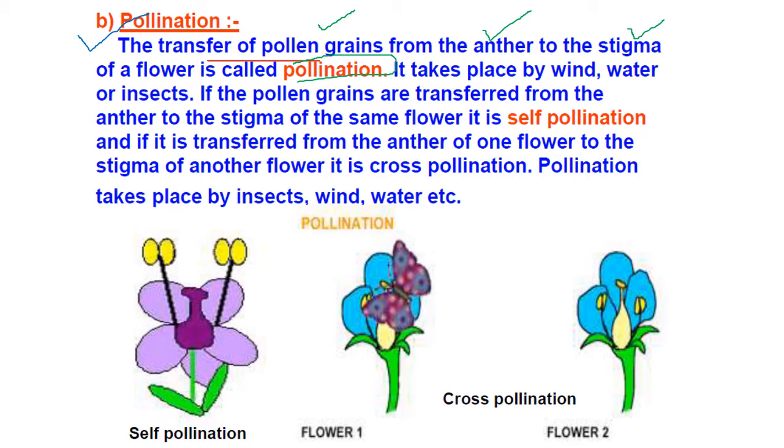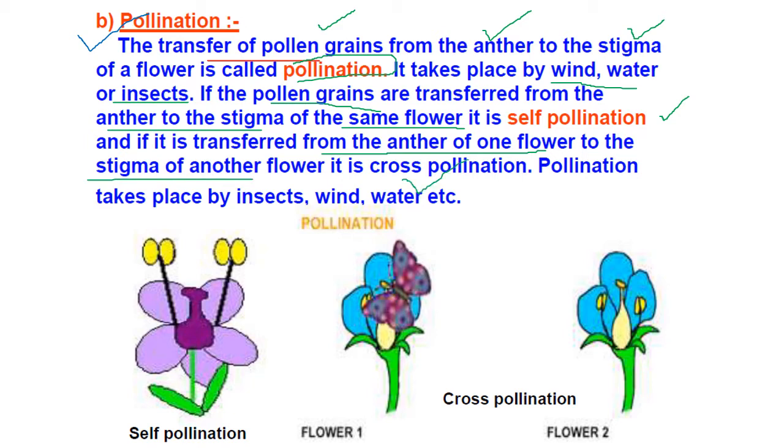And how does this pollination occur? It occurs by wind, water, or insects. Pollination is of two types, self-pollination and cross-pollination. If the pollen grains are transferred from the anther to the stigma of the same flower, it is called self-pollination. And if there is a transfer of pollen grains from the anther of one flower to the stigma of another flower, it is called cross-pollination.